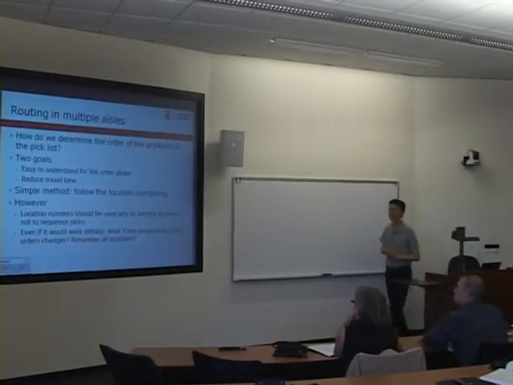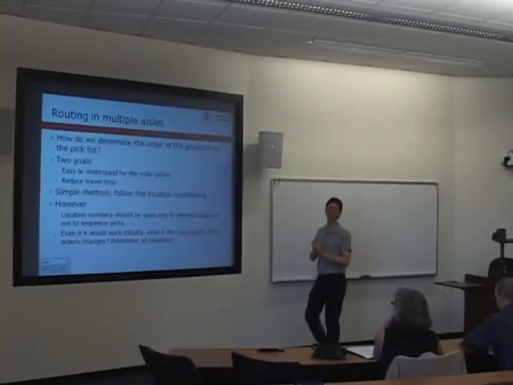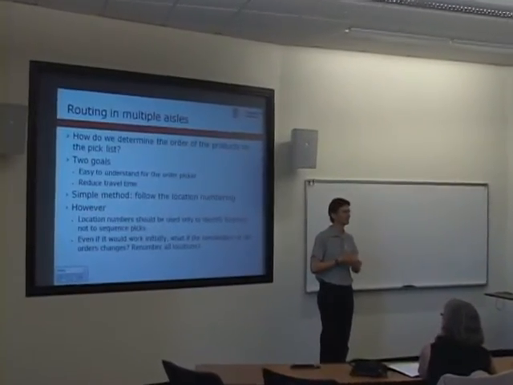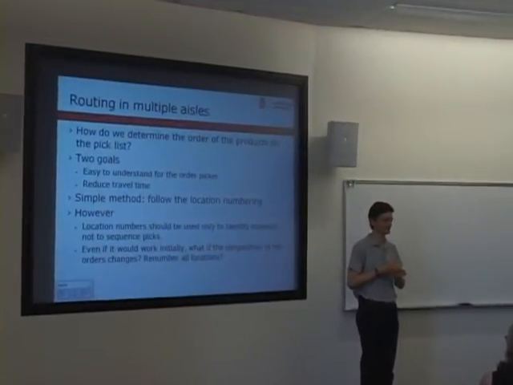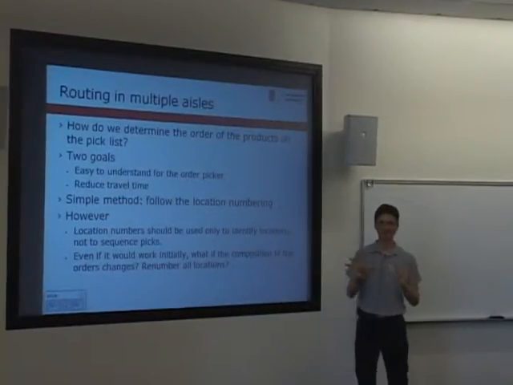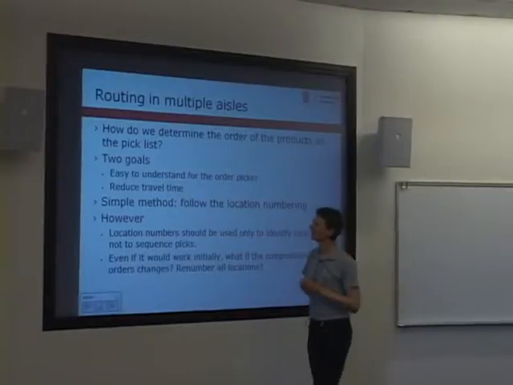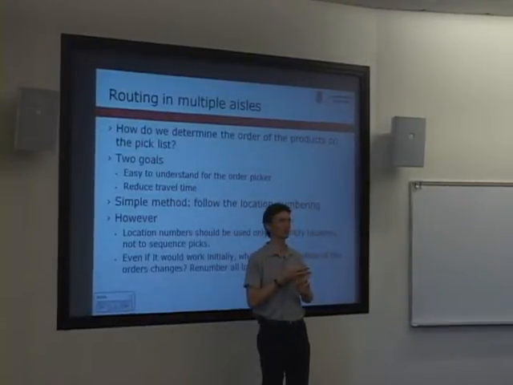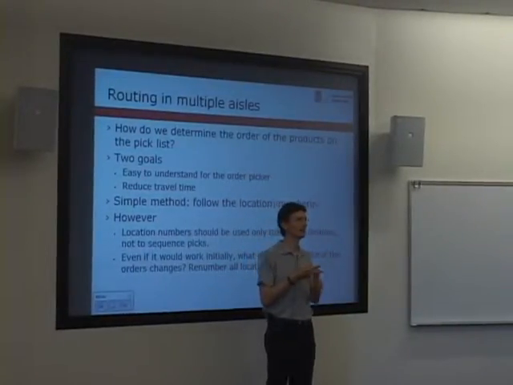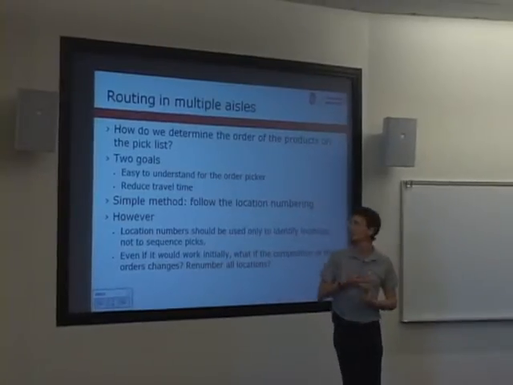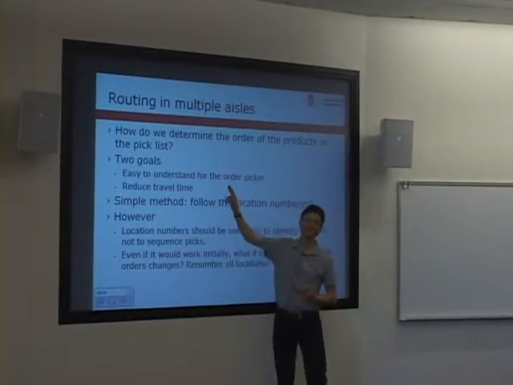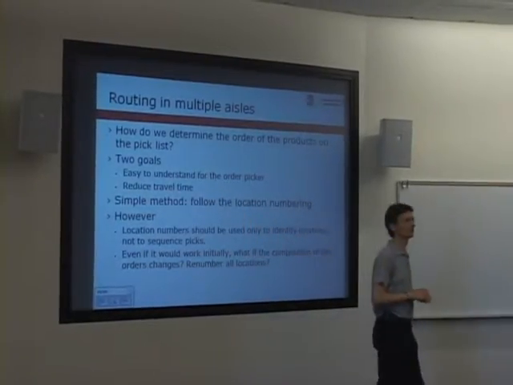There's one extra thing, which is sometimes hard to explain to mathematicians and other quantitative people like myself. There are actually 2 goals in routing. One is just to minimize travel distance, but the other one is the easy to understand.